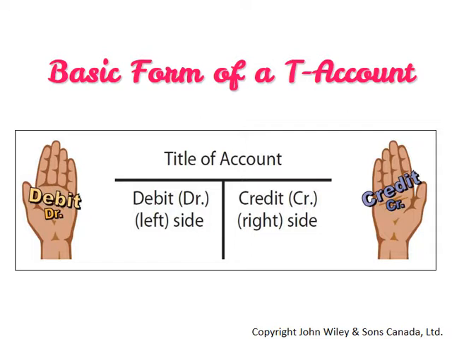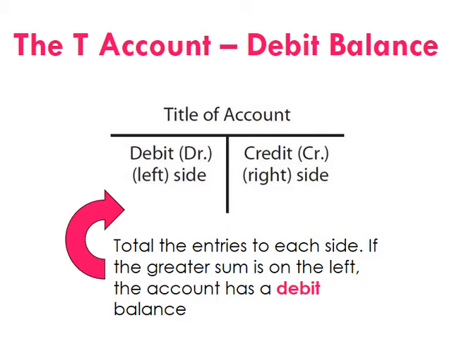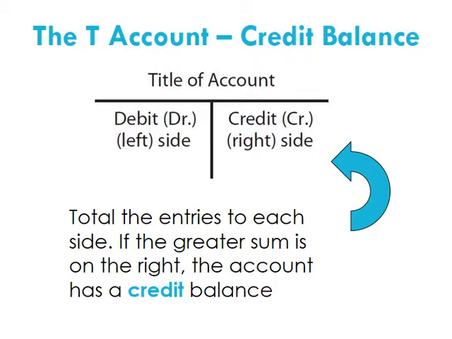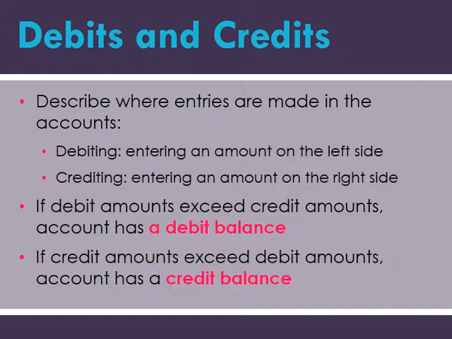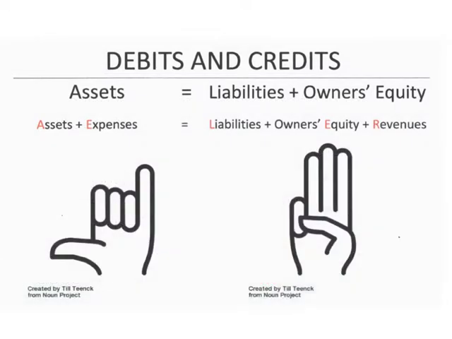Rather than thinking of debit and credit as meaning left or right, debit means the left side of the account and credit means right. We total the entries on each side. If the side on the left has a higher balance, an account has a debit balance. And if the right has a higher balance, the account has a credit balance. We add these all together and have certain terminology. Debiting means entering on the left, crediting means entering on the right. The normal balance of an account is determined by the side on which it increases.